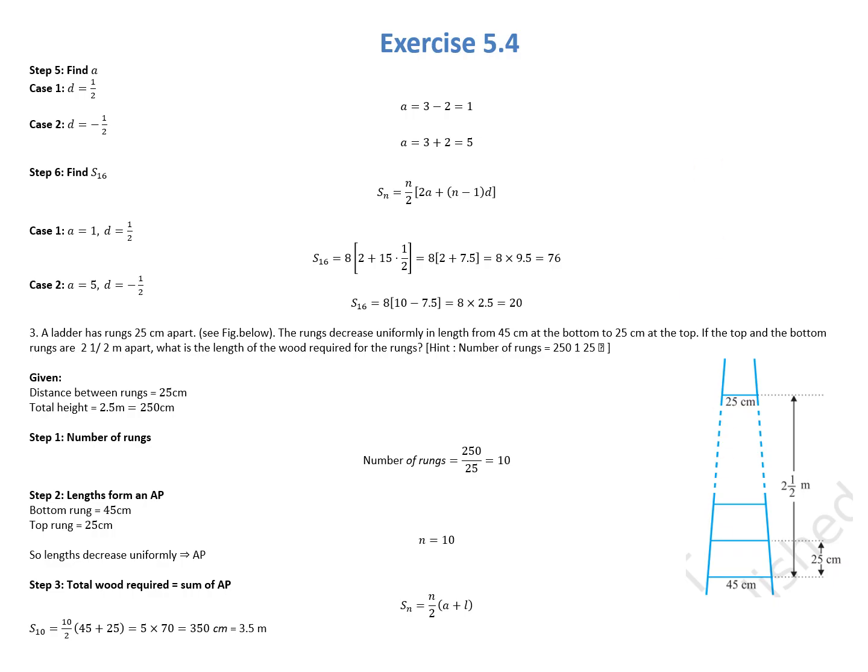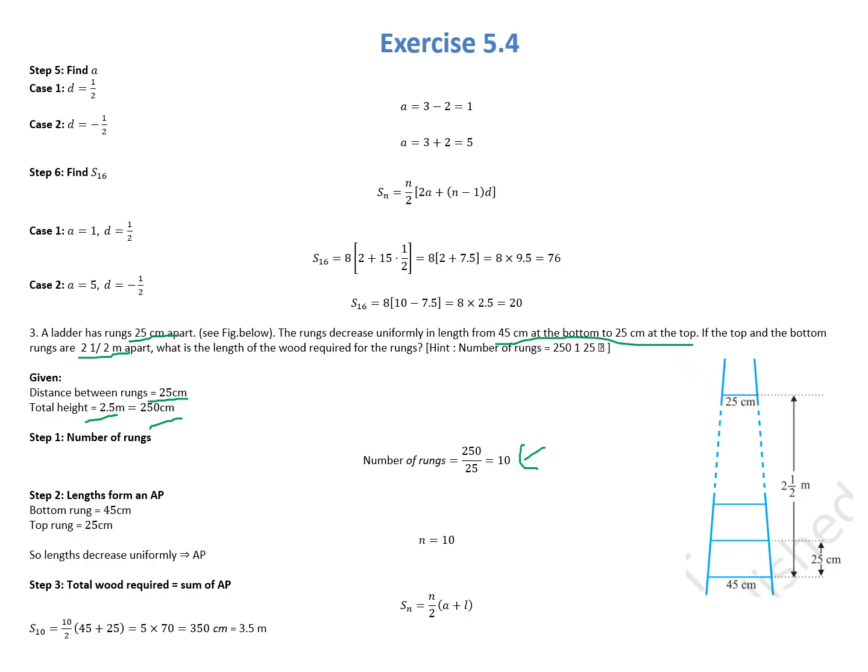Now in the next question, we are given that a ladder has rungs 25 centimeters apart. The rungs decrease uniformly in length from 45 centimeters at the bottom to 25 centimeters at the top. The top and bottom rungs are 2 and a half meters apart. What is the length of wood required for the rungs? The distance between the rungs is 25 centimeters. When we convert the total height from meters into centimeters, we have 250 centimeters. So the number of rungs is 250 by 25 plus 1, which is equal to 10 here.